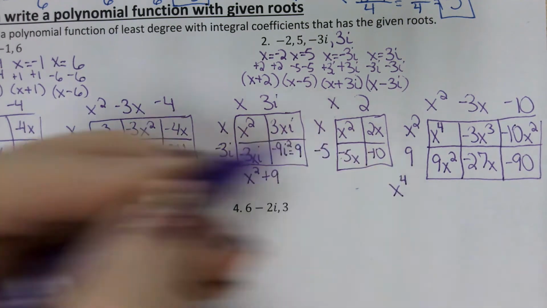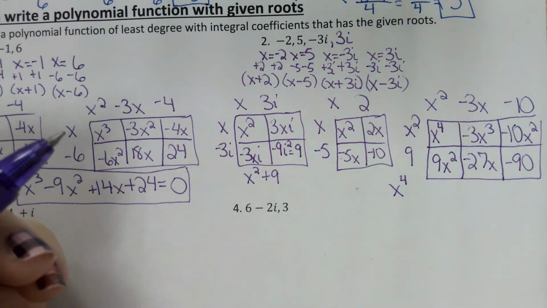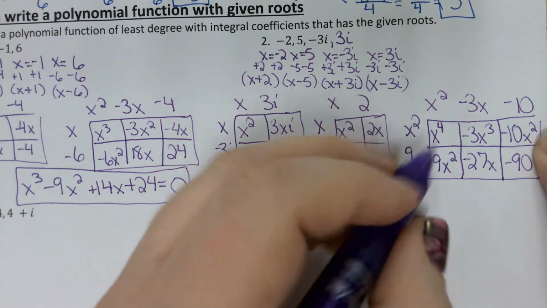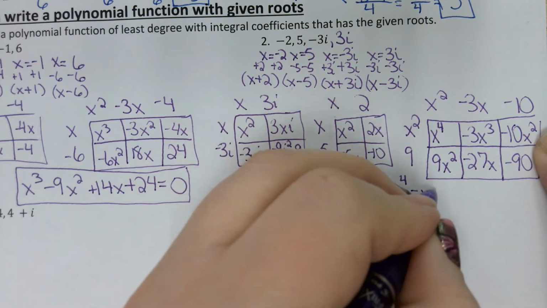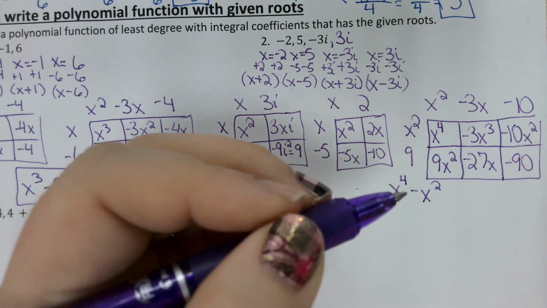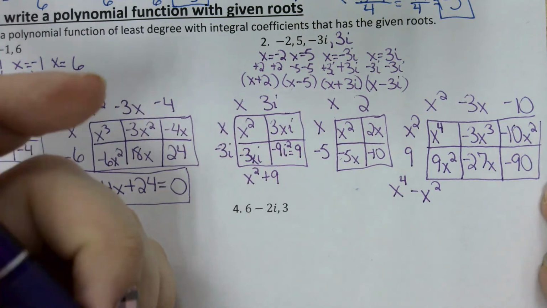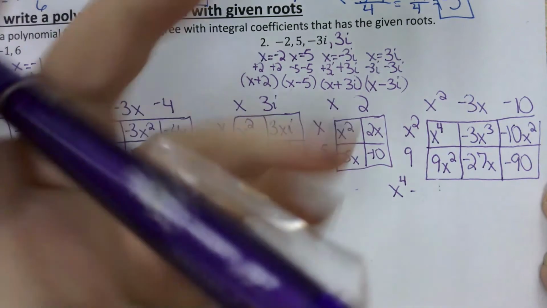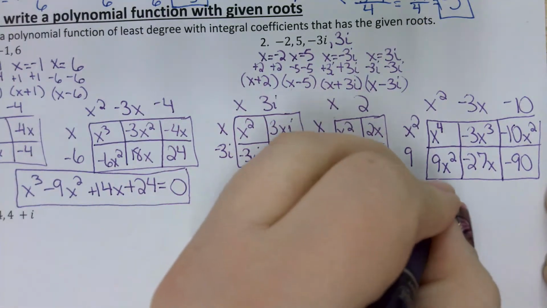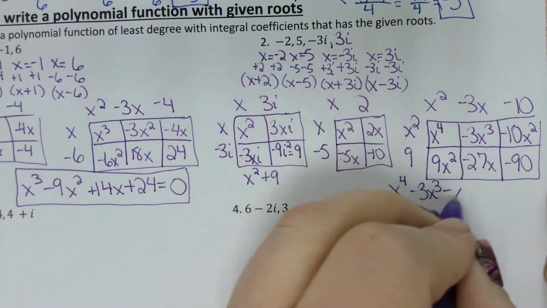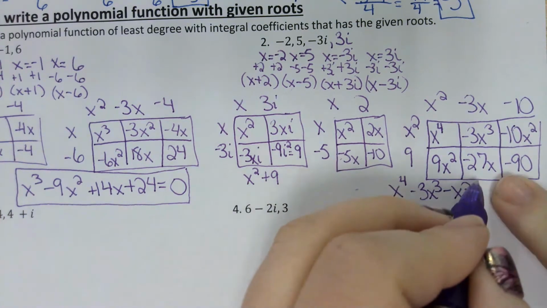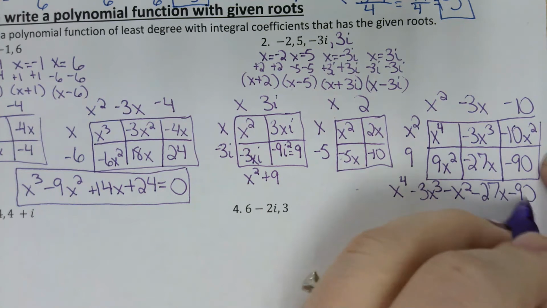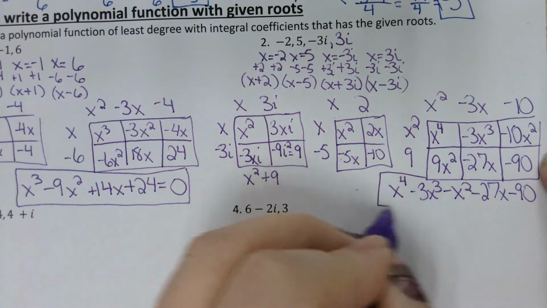X to the 4th, it's the only one that has an x to the 4th. X squared here and here, so that will combine to be negative 1x squared. We also had an x cubed we probably should have written in there first, so I'll write him in there. Negative 3x cubed, and then our negative x squared. Then we had negative 27x and negative 90. There's my polynomial.